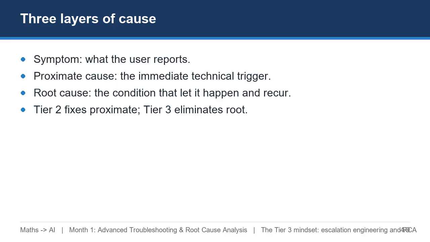Every incident has 3 layers. The symptom is what the user reports, VPN drops. The proximate cause is the immediate technical trigger, the service faults when the adapter renegotiates. The root cause is the underlying condition that allowed that trigger to exist and recur, a driver pushed without version pinning. Tier 2 fixes proximate causes. Tier 3 eliminates root causes.